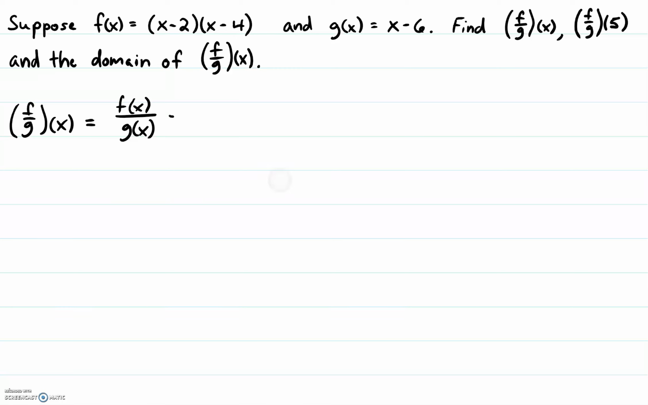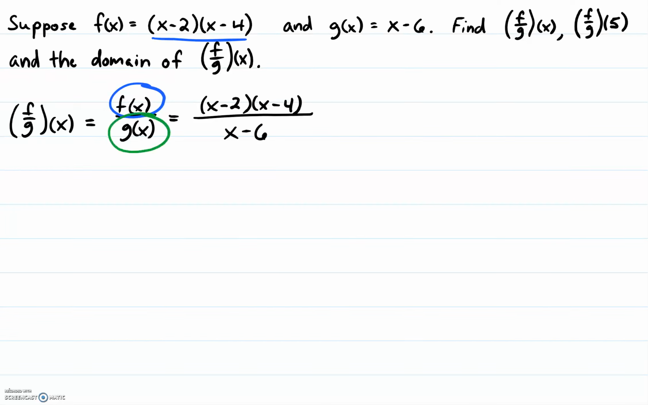If you look at it this way, then you can say, okay, well, f of x is equal to x minus 2 multiplied by x minus 4. So all we're doing is switching out the f of x right here for what it's equal to there. And then we're going to put that over, in fraction form, g of x. Well, we know g of x is equal to x minus 6. And again, all we're doing is switching out the g of x for what it's equal to. And that's your answer. That's all you have to do.